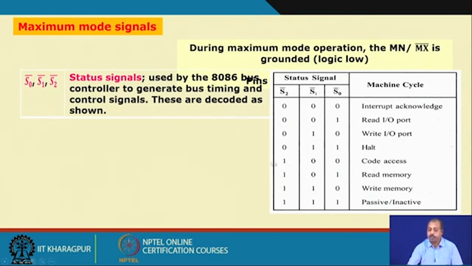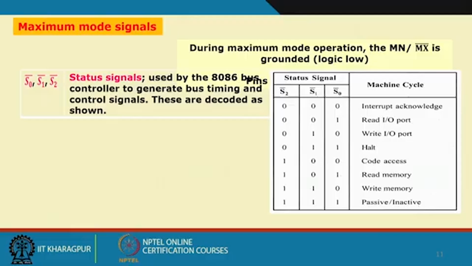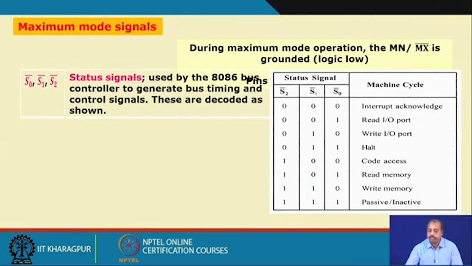Then this part is interesting: you see 100, 101 and 110. These are three different status modes, where it tries to differentiate between code access and data access. If it is 100, that means it is doing an opcode fetch, 101 is reading from memory, and 110 is writing onto the memory, and 111 means the processor is not doing anything. So it is in the passive or inactive mode.